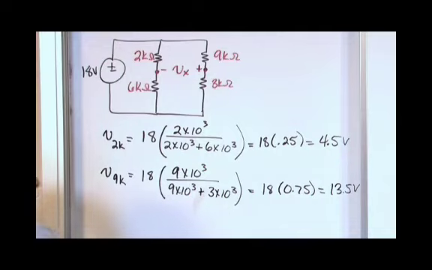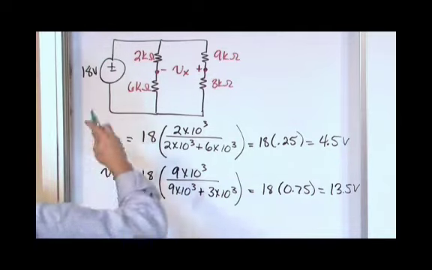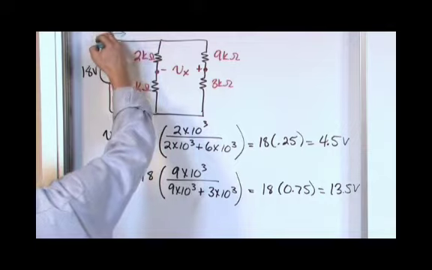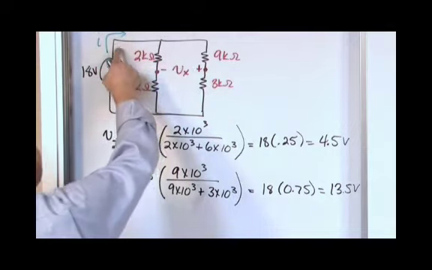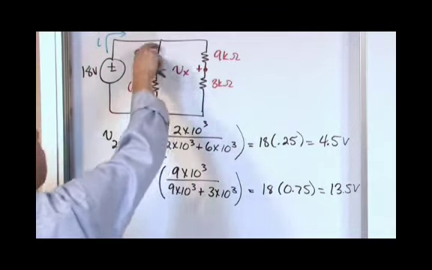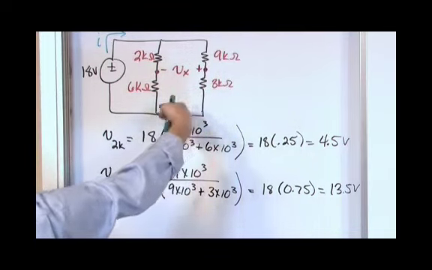13.5 volts. But don't forget the polarities here, right? I know the current is coming out like this because that's the source direction, right? So when it gets here, the current has to be coming down. When the current is coming down, then they rejoin over here.